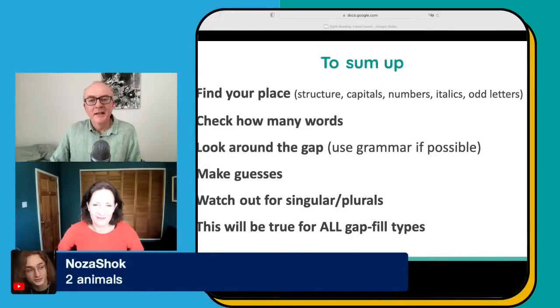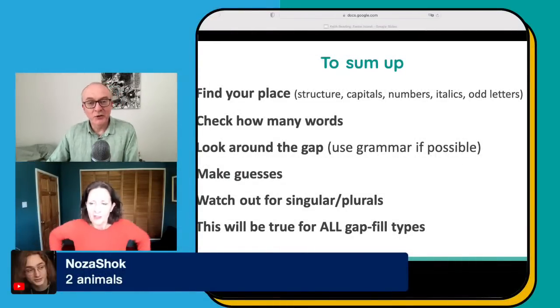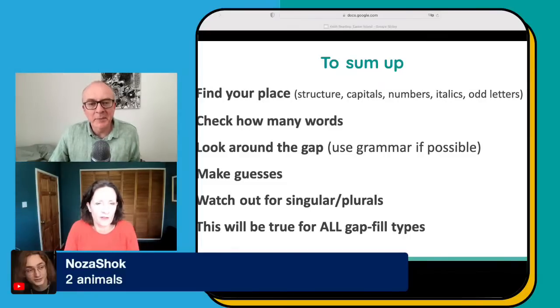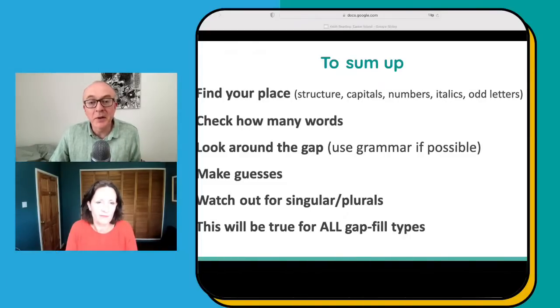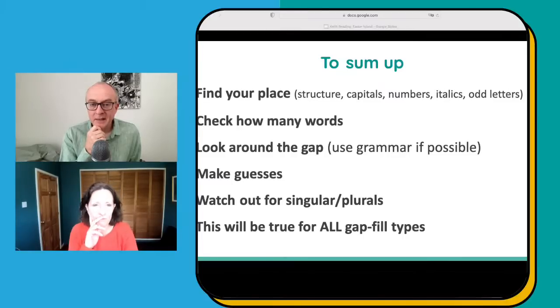Fantastic. That's great. I think that's really useful. As I've not done IELTS reading for a long time, that's a very useful insight to remind me about the key things to look out for. Checking the words, I thought it was one, but as you said, sometimes it may be one or two. And I like the idea of looking around the gap, the grammatical clues that'll help you know what kind of word it's going to be. Yeah, that's nice. I like that very, very much.